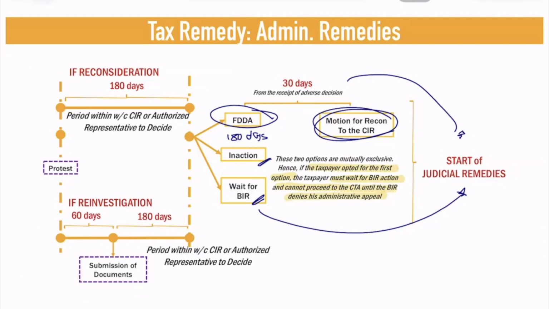After that, may pwedeng mag-issue si CIR ng FDDA or yung authorized representative niya ng FDDA, or hindi siya nag-decide. So kung may decision siya through FDDA, you can file a motion for recon, 30 days yan. Or pwede ka rin mag-diretso na ng judicial remedy. In action, wait for BIR, pwede rin judicial remedy. Kung wait for BIR, syempre magbibigay si BIR ng FDDA, pwede mo pa rin yung motion for recon, and then you start for judicial remedies.